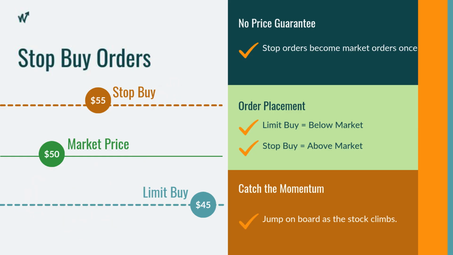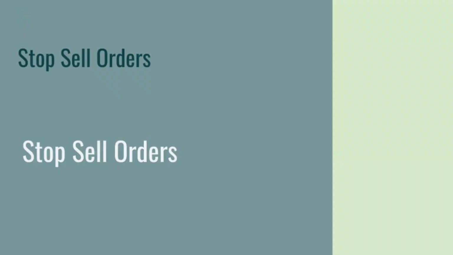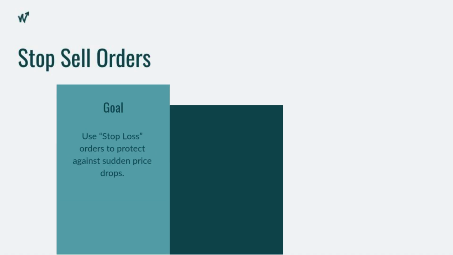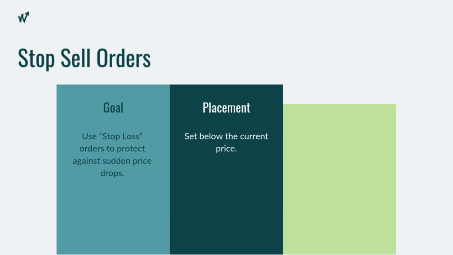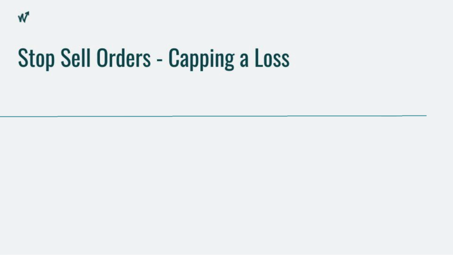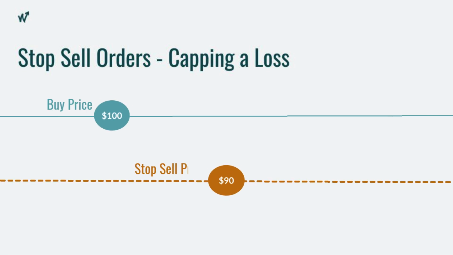To protect yourself against a sudden price drop, you can use a stop sell order, often called a stop loss. You place this below the current price to sell your shares automatically if the price starts to fall. It's a smart habit to set one for every stock you own. Just be sure to give this stock some breathing room so a minor price swing doesn't trigger a sale too early. For example, if you buy a stock at $100, you could set your stop at $90. This caps your potential loss at 10%.